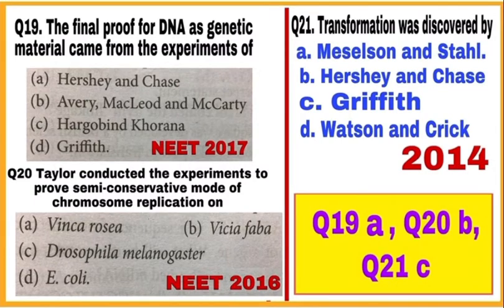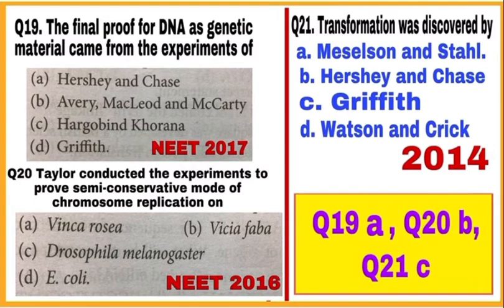Question 20. Taylor conducted the experiments to prove semi-conservative mode of chromosome replication on. After Meselson and Stahl, Taylor and colleagues in 1958 performed experiments on Vicia faba, also called faba beans, and proved the semi-conservative mode of chromosome replication. So, option B, Vicia faba is correct answer, mark B.